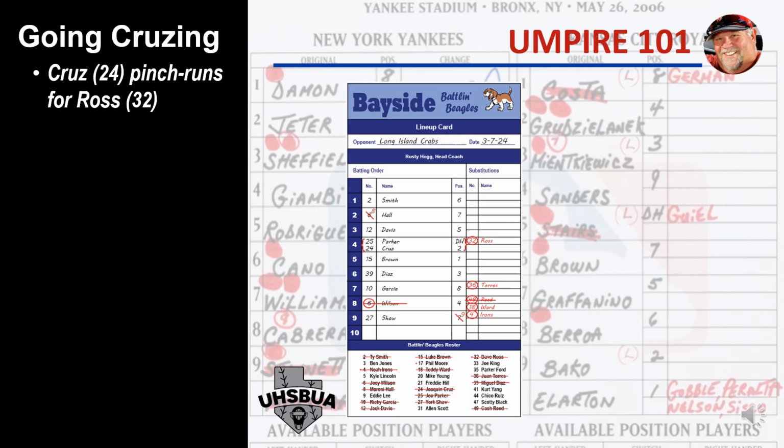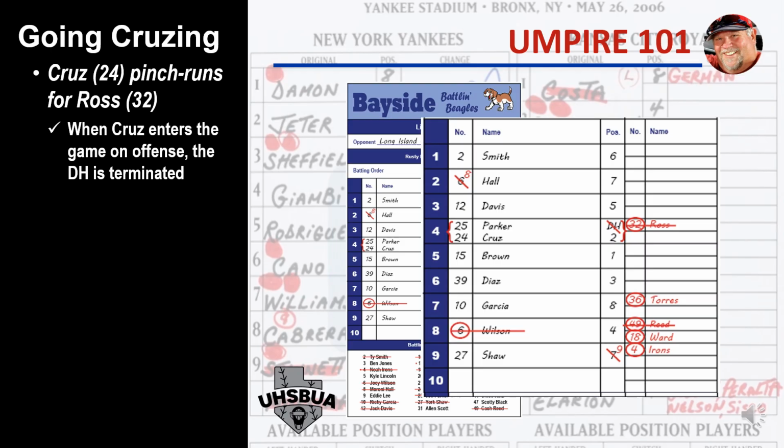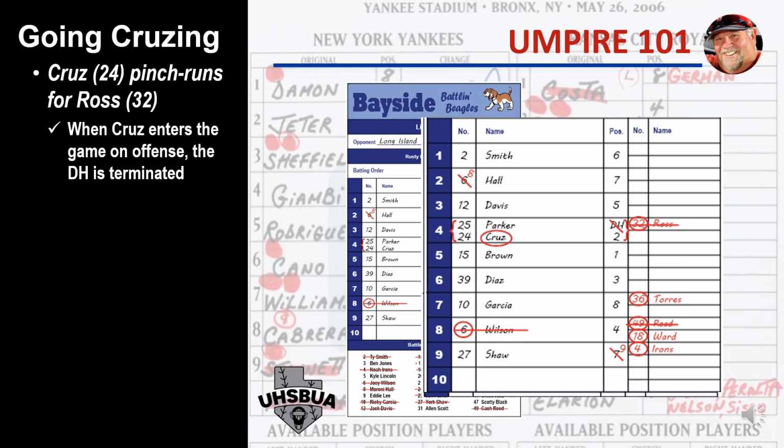Cruz was in the lineup as a defensive player only, but when he enters the game on offense, the designated hitter is terminated. To show this, we cross out Ross's name and uniform number. We also strike through the letters DH next to Parker's name. We circle Cruz's name to indicate that he is now the player of record in the number 4 spot. But we leave Parker's name in the lineup because he is still an eligible substitute.